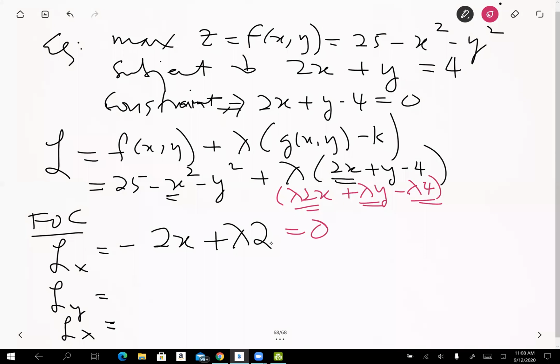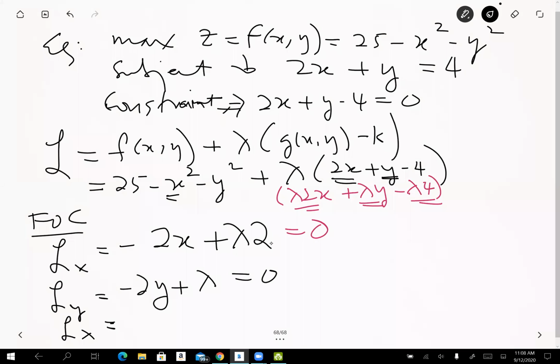Okay, now do Ly. Anybody, you got Ly? Okay, good. So what is Ly? Ly will be negative 2y plus lambda, equal to 0. Because lambda is multiplied by everything in the bracket, and you have one term y. So the derivative of y is 1, and 1 multiplied by lambda, so you got lambda.